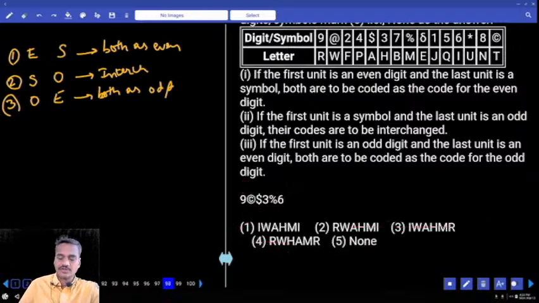98. 9 copyright. 9 is odd, last is even. According to rule number 3, both must be coded as the code of the odd digit. What odd digit do we have? 9, and the code for 9 is R. First and last must be R and R, which is given in choice 4. And the remaining copyright stands for T, so can we get W? What is your answer? None of the choices.